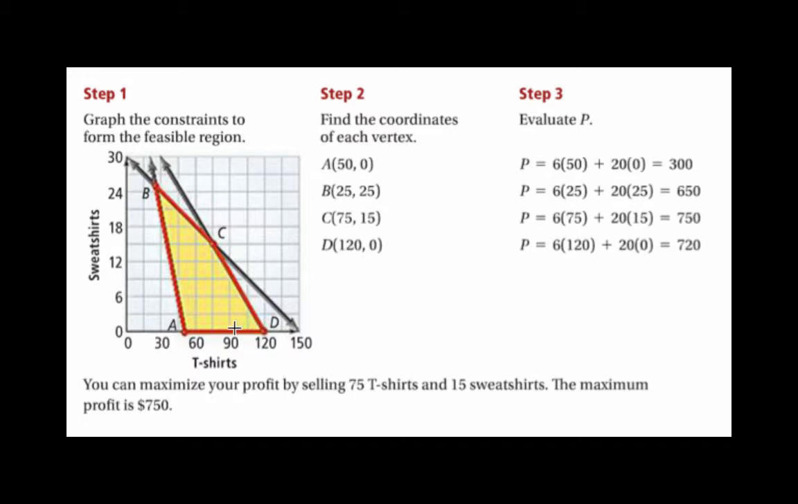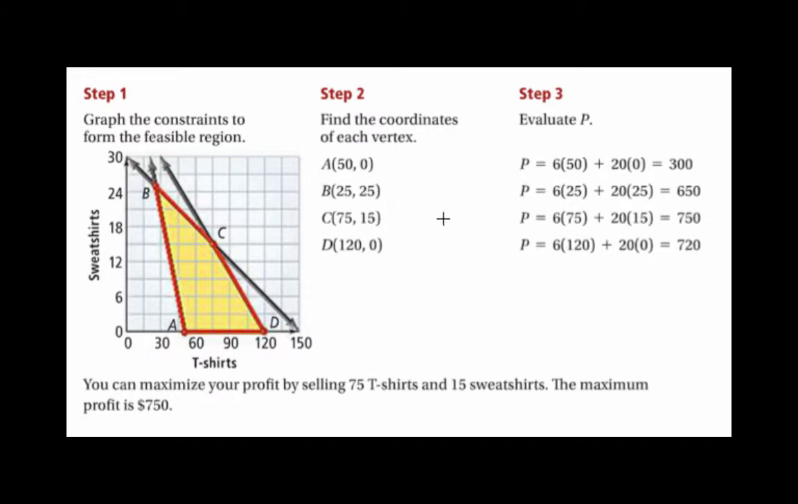Down here we don't need to do that as much because we're on the x-axis. What do we know about the x-axis? We know y is 0. So we can substitute 0 in for y and get these x values. But these two up here, we're going to have to work a little bit for. So after we get those values, we get coordinates of A, point A down here is (50, 0), point B is (25, 25), point C is (75, 15), and point D is (120, 0). And remember, x represents the number of t-shirts and y represents the number of sweatshirts. So there's some work involved here in getting these vertex points.